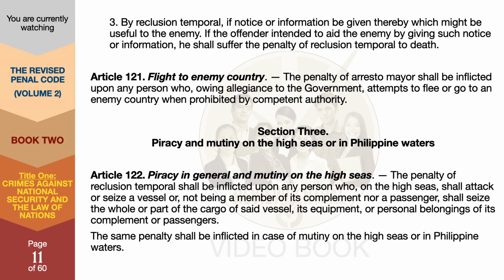Article 121. Flight to enemy country. The penalty of arresto mayor shall be inflicted upon any person who, owing allegiance to the government, attempts to flee or go to an enemy country when prohibited by competent authority.